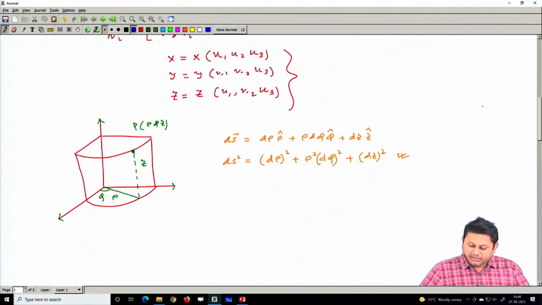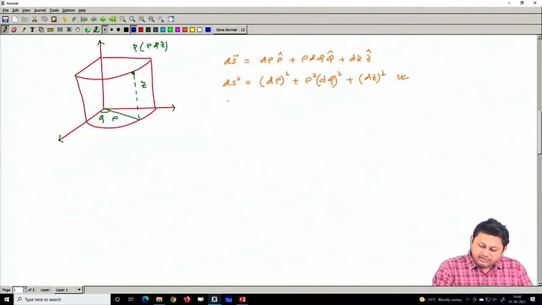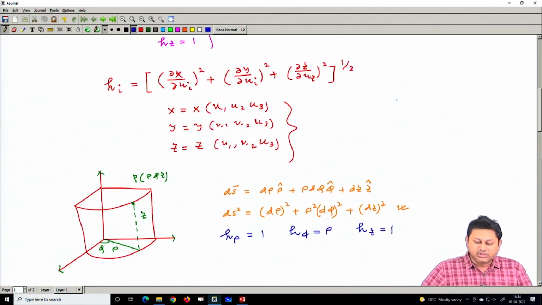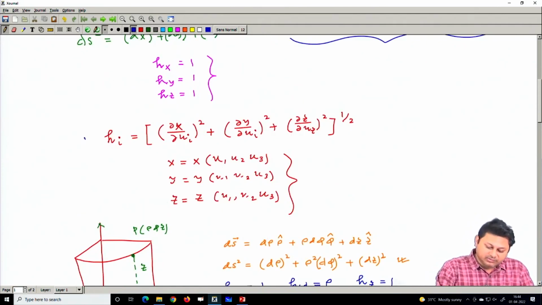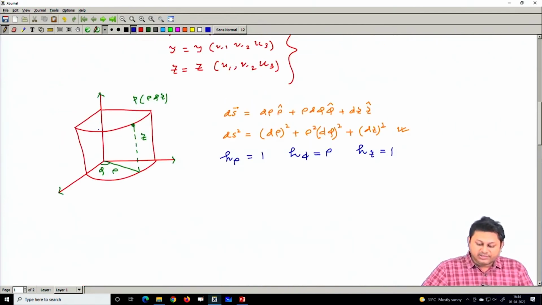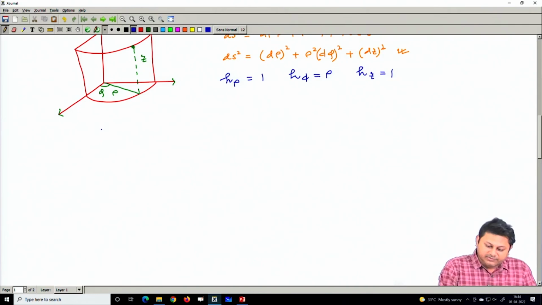Then if I compare, readily you can see the value of h rho seems to be 1, the value of h phi is rho, and the value of h z is 1. Exactly the same value we derived in our last class, but during that time we used this expression. You can do both ways. And now this is for the cylindrical coordinate system, but for the spherical coordinate system we can do the same thing.